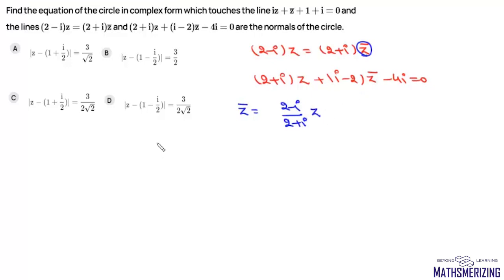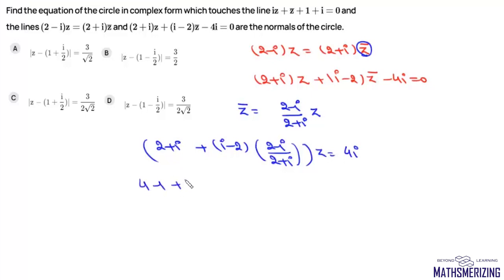We can write 2 plus iota plus iota minus 2 into 2 minus iota upon 2 plus iota whole z, and it'll be equal to 4 iota. Now we'll solve it. We'll get 4 minus 1 plus 4 iota, and it'll be minus 4 minus 1 minus 4 iota upon 2 plus iota z, and it'll be equal to 4 iota.